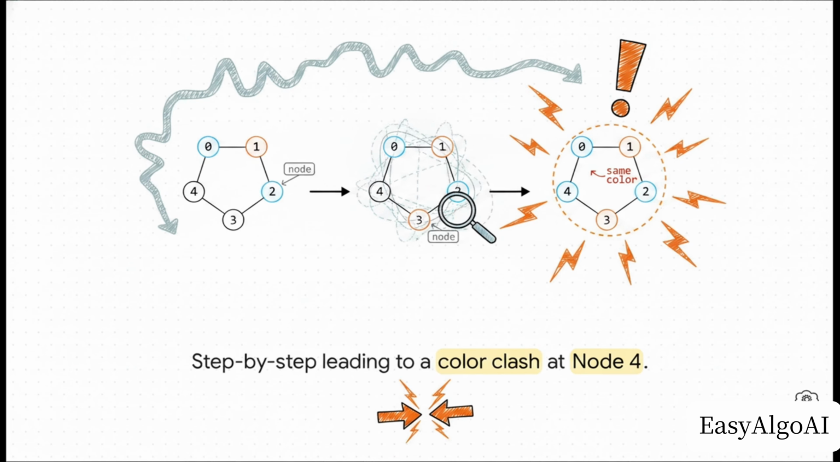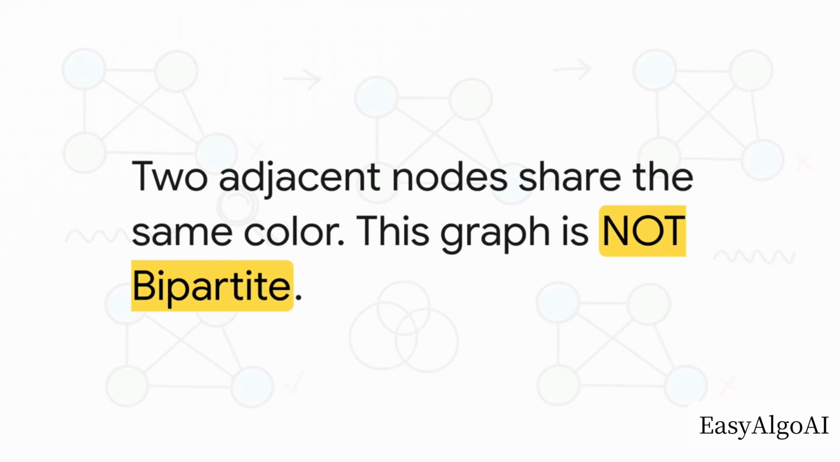But hold on, look at that final frame on the right. We just hit a massive issue. We arrived at node 4. Because its previous neighbor, node 3, was orange, we absolutely have to color node 4 blue. However, one of node 4's other neighbors is node 0, and it's already colored blue. This adjacent color match is the whole ballgame.